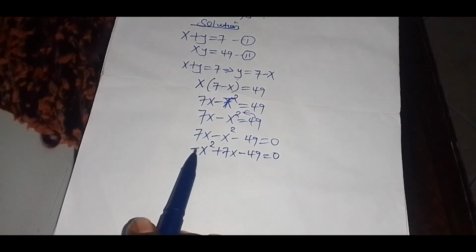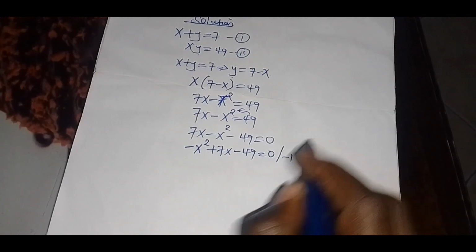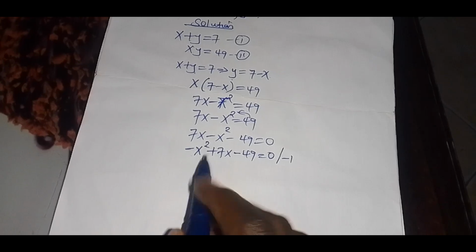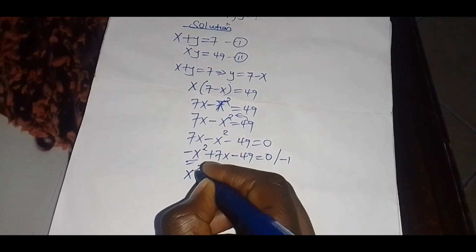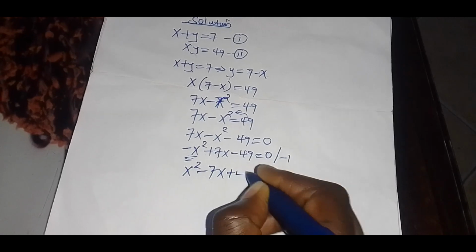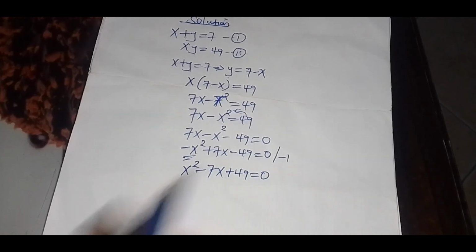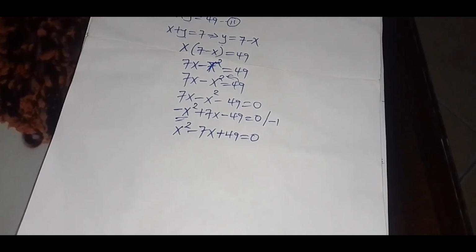Now to eliminate the negative sign here, we divide all the terms by negative 1, so that we're going to have x squared minus 7x plus 49 equal to 0. So we form a quadratic equation. And how do we solve for the value of x?